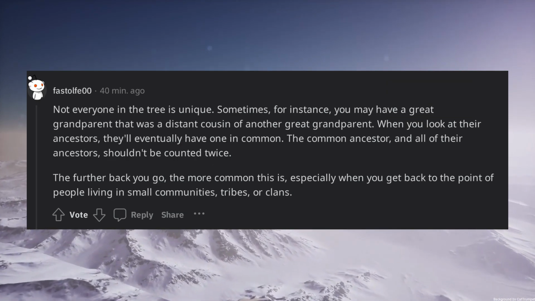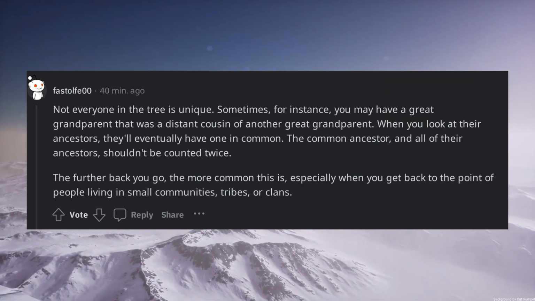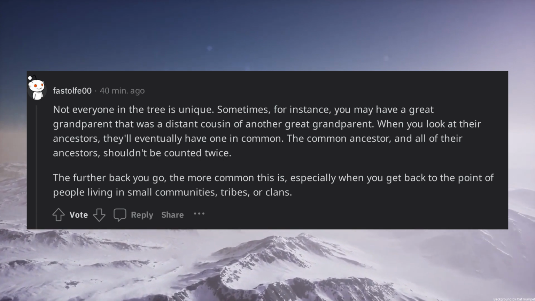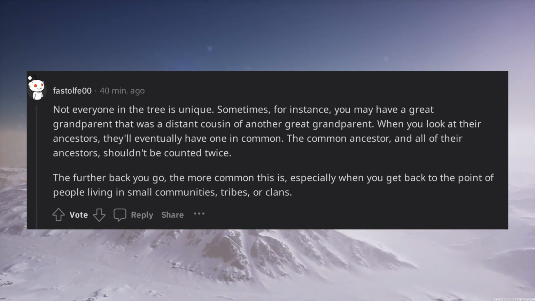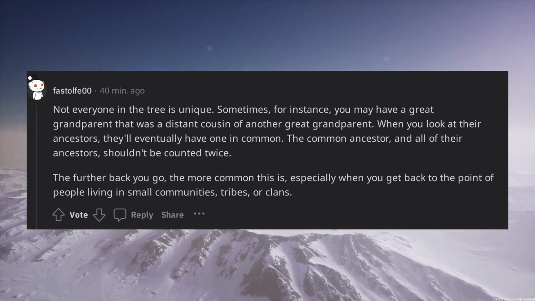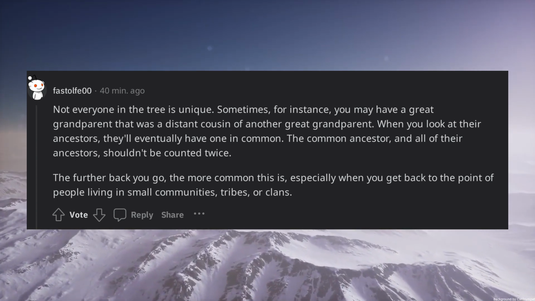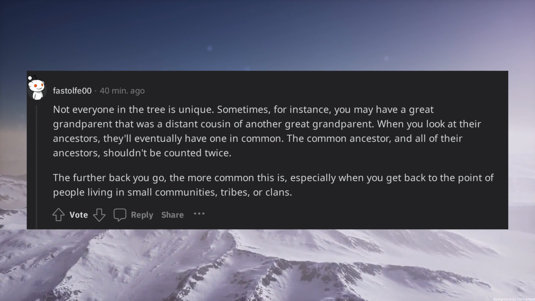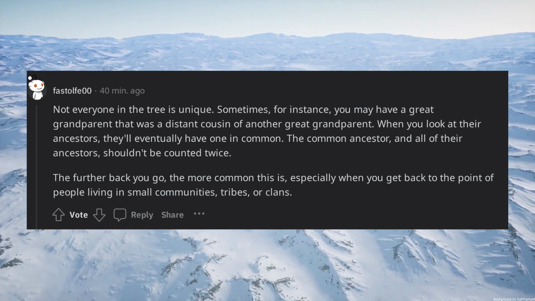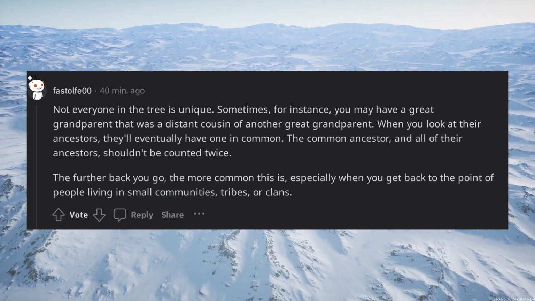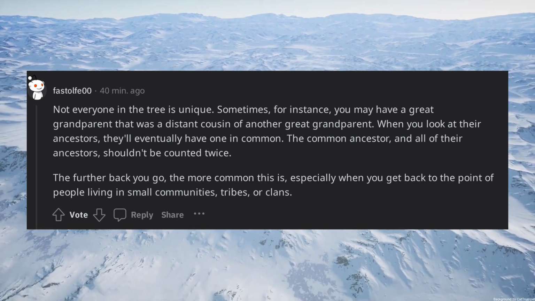Not everyone in the tree is unique. Sometimes, for instance, you may have a great-grandparent that was a distant cousin of another great-grandparent. When you look at their ancestors, they'll eventually have one in common. The common ancestor, and all of their ancestors, shouldn't be counted twice. The further back you go, the more common this is, especially when you get back to the point of people living in small communities, tribes, or clans.